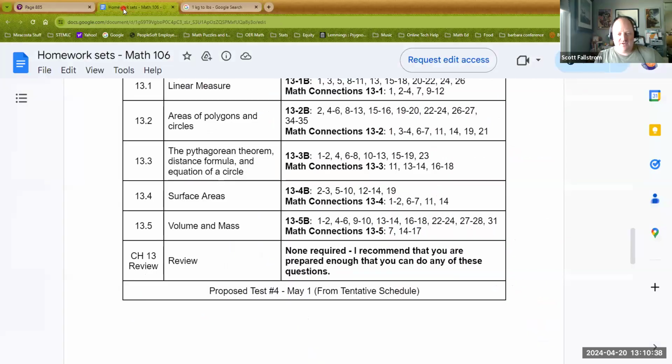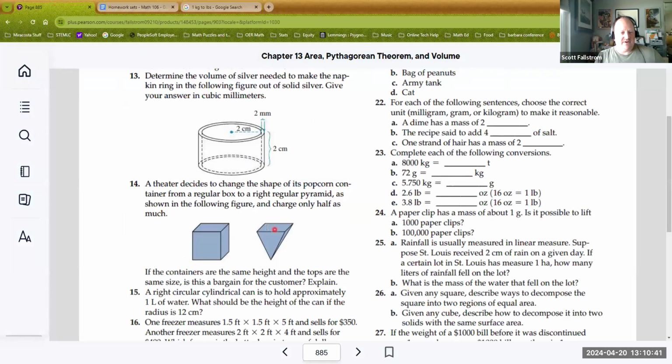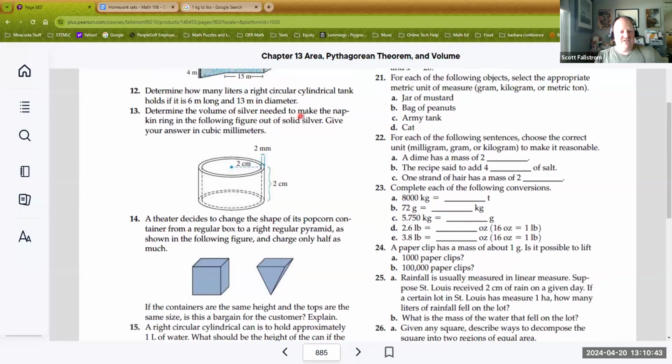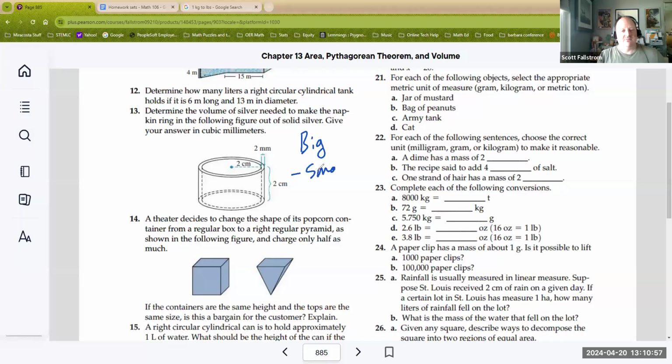Let's see here. What do we have here? 13, 14, and then 16, 18. All right, so 13, 14, determine the volume of silver needed to make the napkin ring. Oh, very interesting. Okay, now notice you do see some pieces in centimeters, and I will tell you something here if you're going to find volumes. My hint here is big minus small. I have said that many, many, many times, but if you find the volume of like the big outer ring and then the volume of the inner, because those are 2 cylinders, big minus small will tell you what's left over, and that would be the ring part. Very cool.